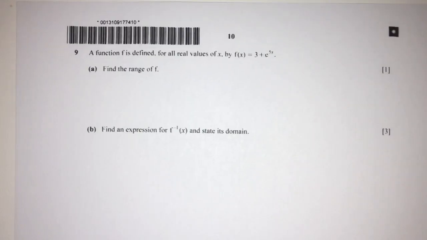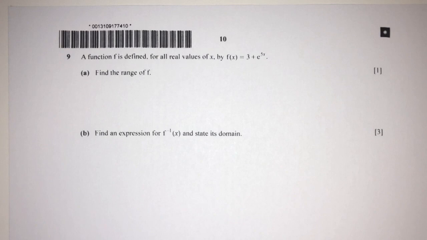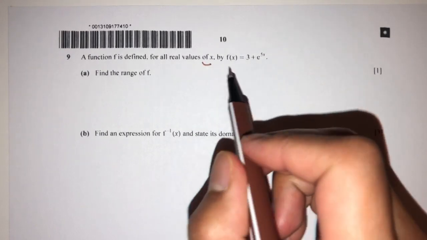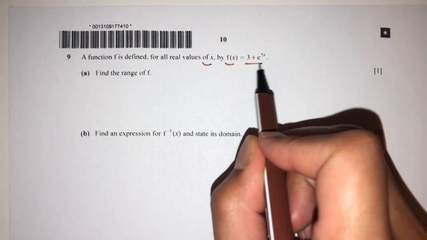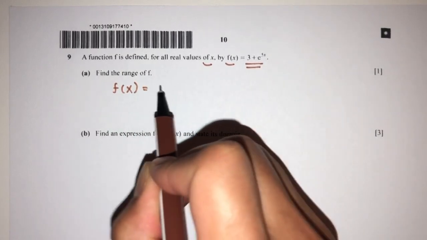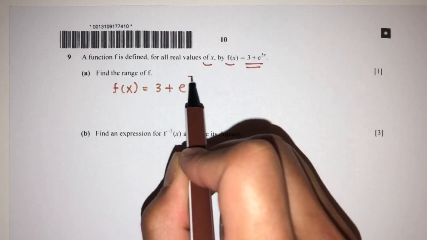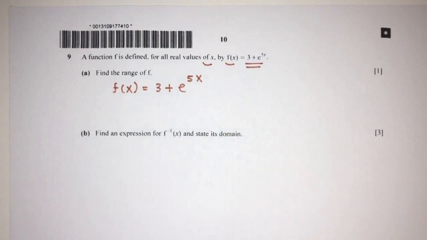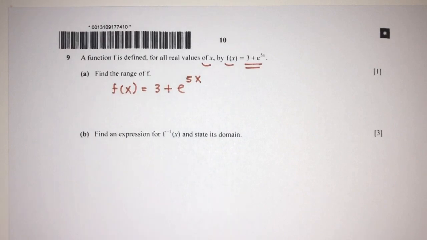Now let's move on to question number 9. A function f is defined for all real values of x, right? Now we have f of x equal to 3 plus this. So let me rewrite this down. We have f of x is equal to 3 plus exponential of 5x. Now we have to find the range of this function.